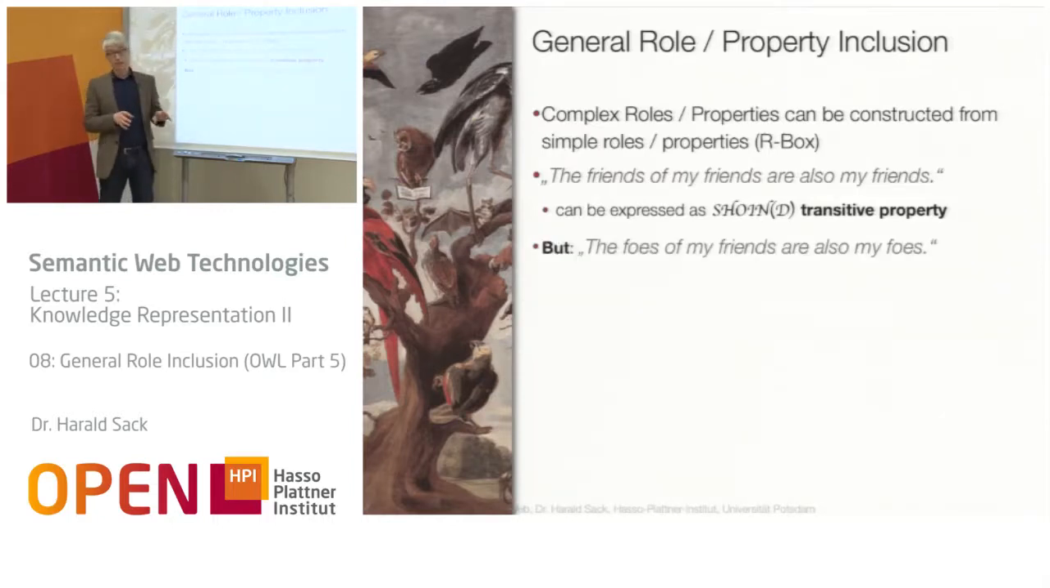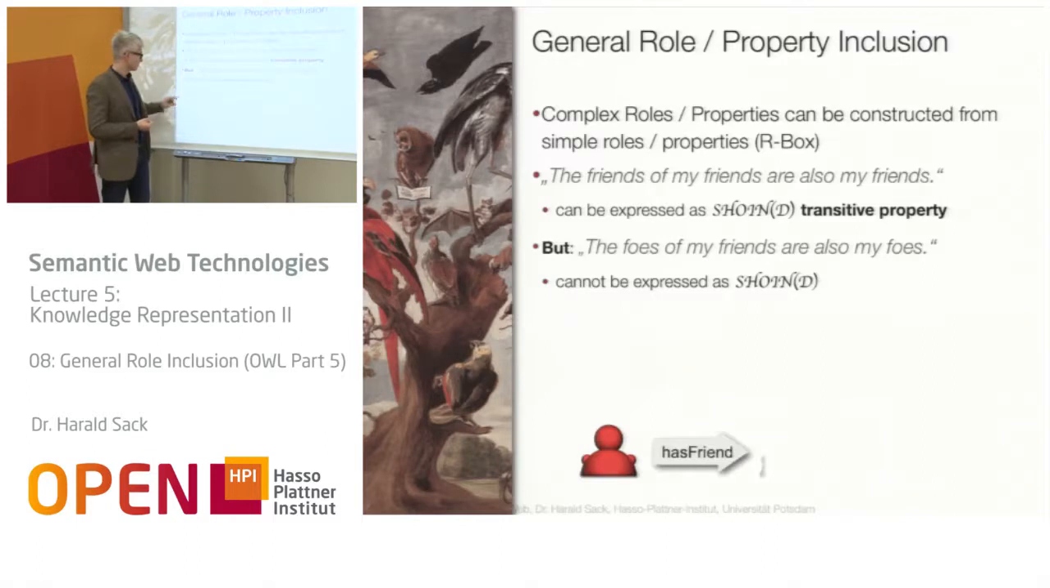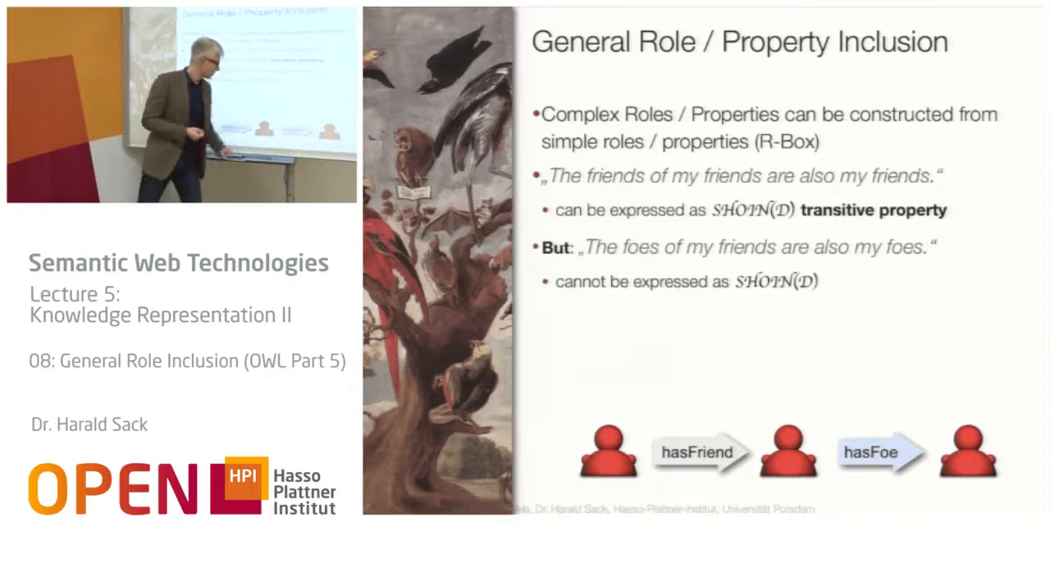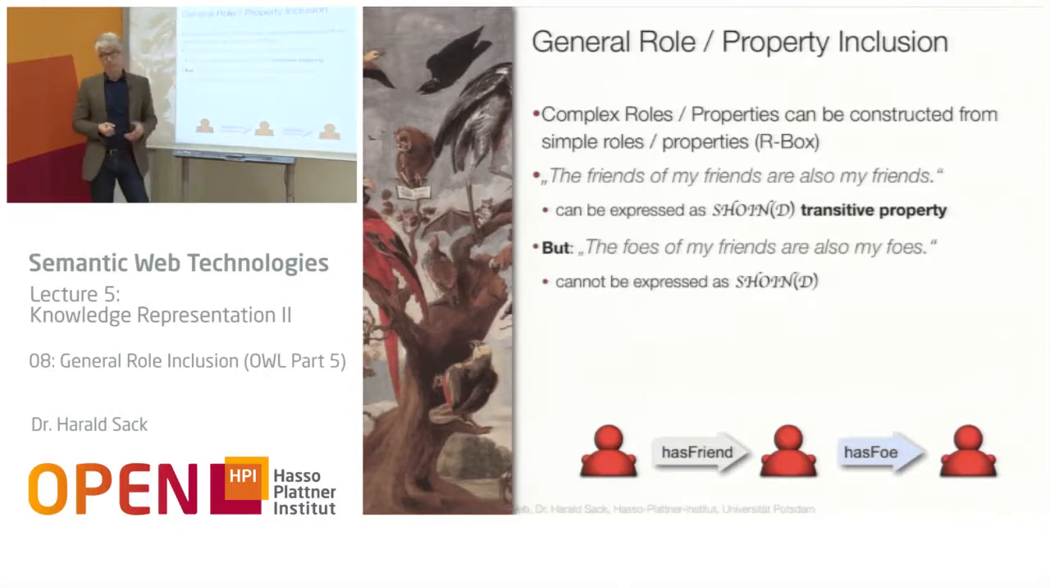But if you change the sentence slightly and say the foes of my friends are also my foes, then here are two different properties to be connected, and then it gets more complicated, and then you need general role inclusion or general property inclusion. So this cannot be expressed with transitivity, because here you say that this guy has a friend and this guy has a foe, and therefore this guy must also be the foe of this guy.